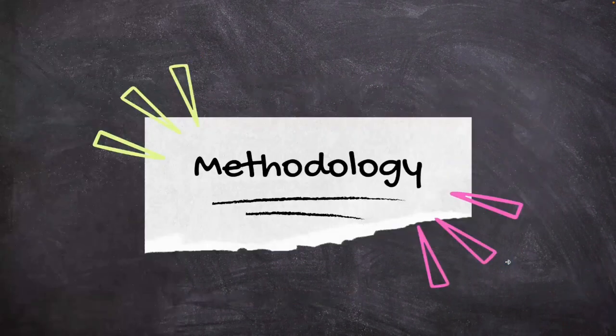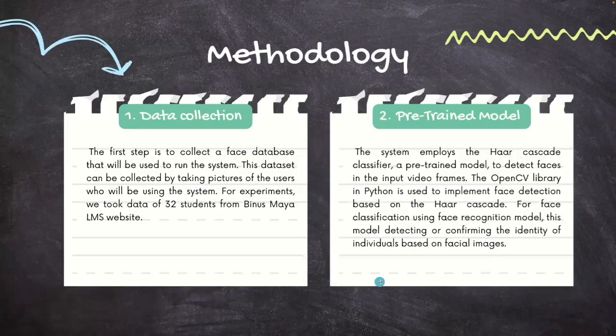Next is methodology. The first one is data collection. The first step is to collect a face database that will be used to run the system. This dataset can be collected by taking pictures of the users who will be using the system. For experiments, we took data of 32 students from the Binusmaya LMS website.